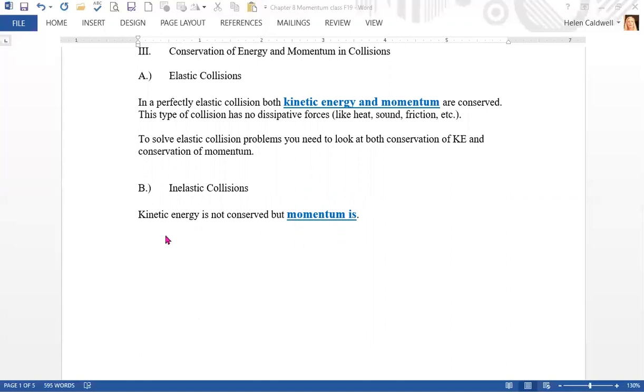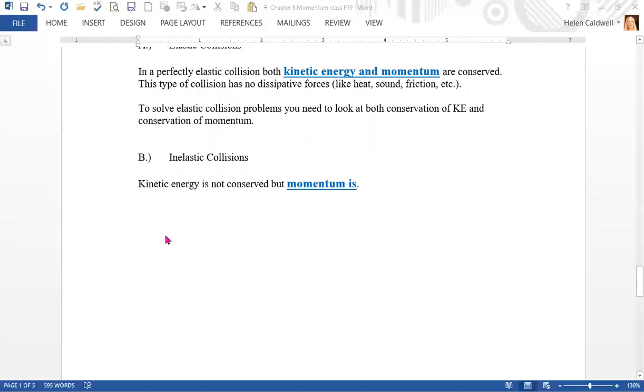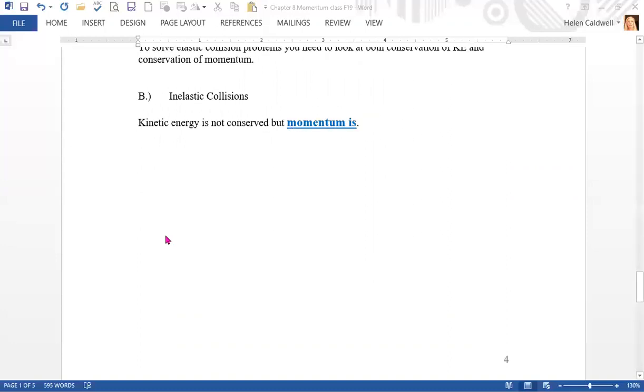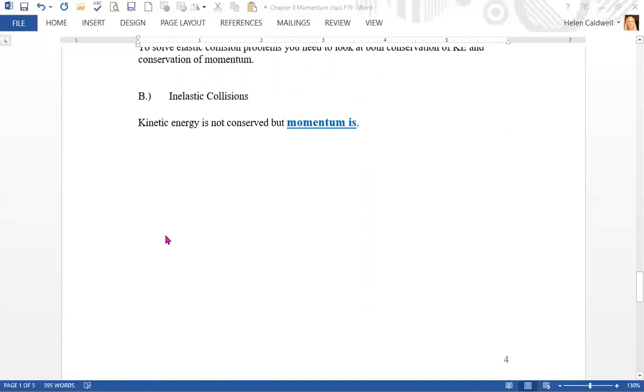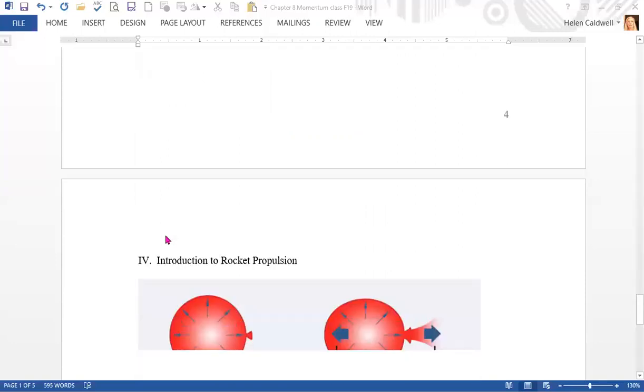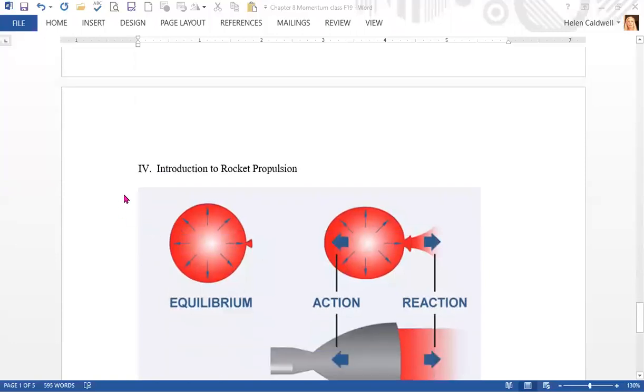So in our elastic collisions, momentum is conserved. And those inelastic, so momentum's conserved in both. Kinetic energy is only conserved in elastic ones. All right, just a brief mention about rocket propulsion. We're not going to do anything with it.